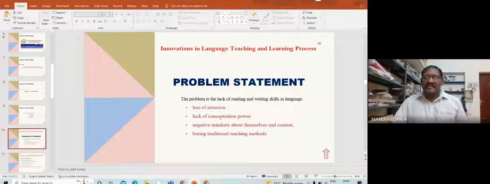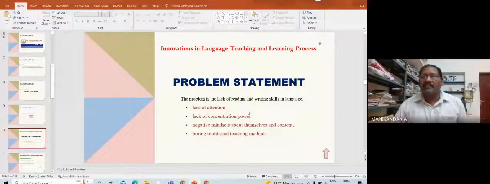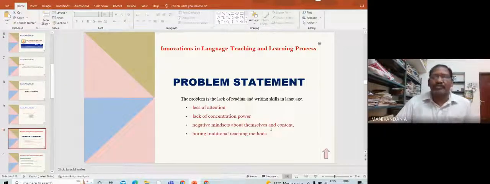So the problem statement is a lack of reading and writing skills in language. It may be because of less attention, lack of concentration power, a negative mindset about themselves or the content, or maybe a boring traditional classroom method.